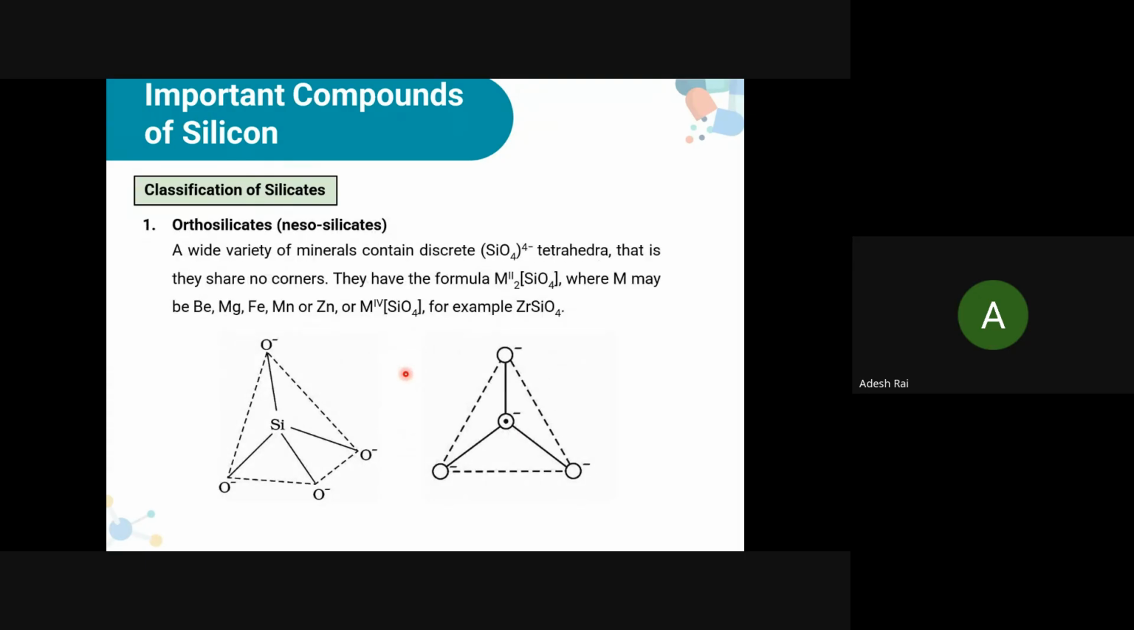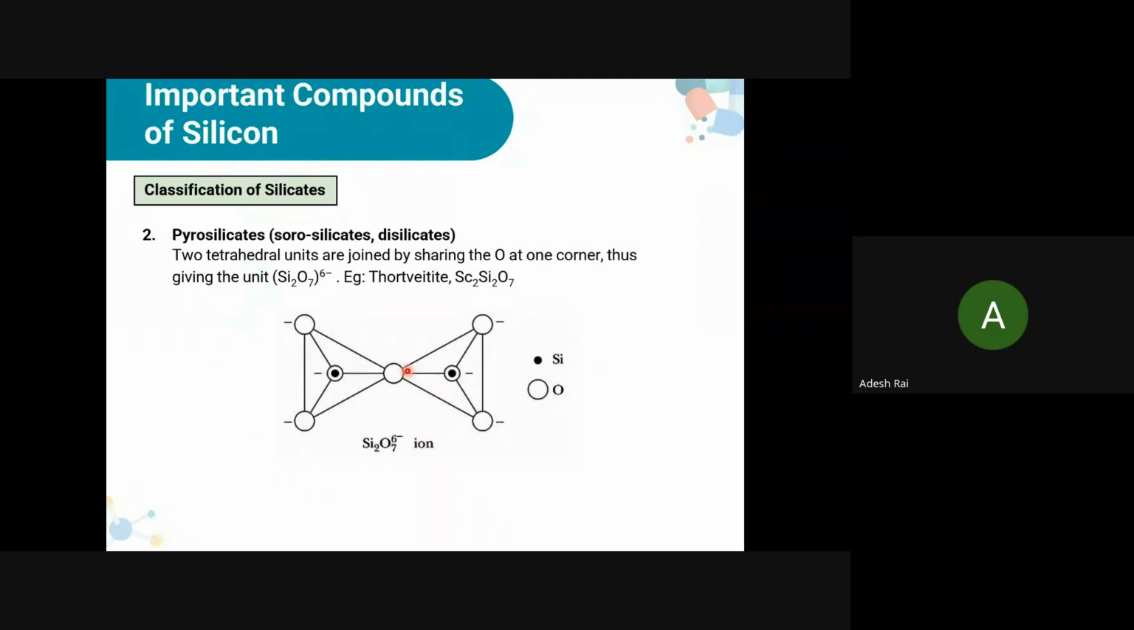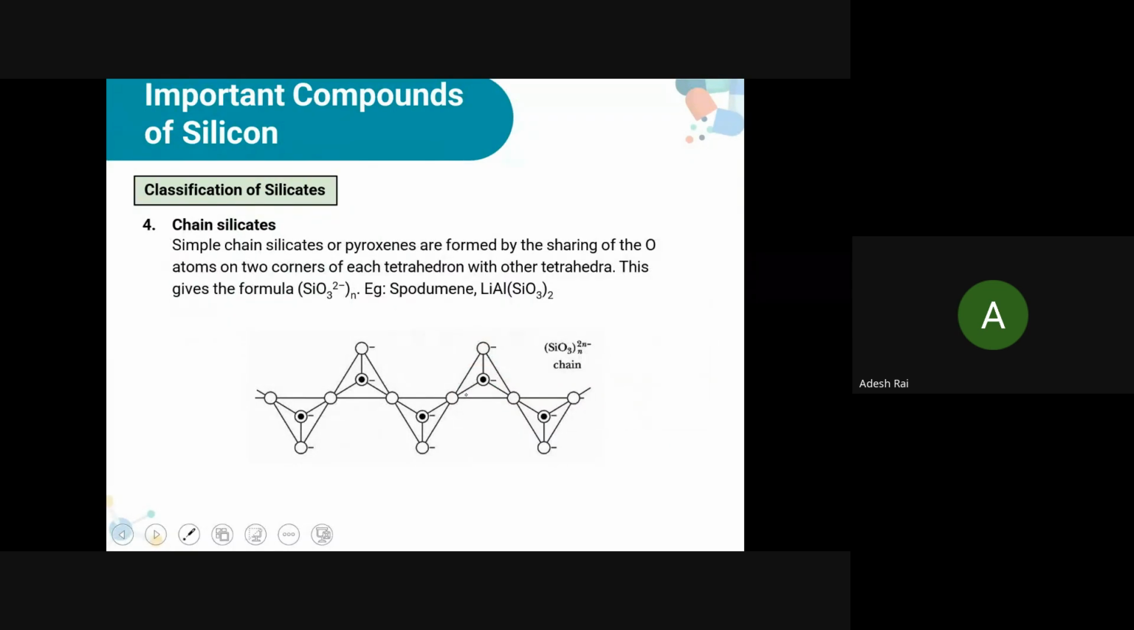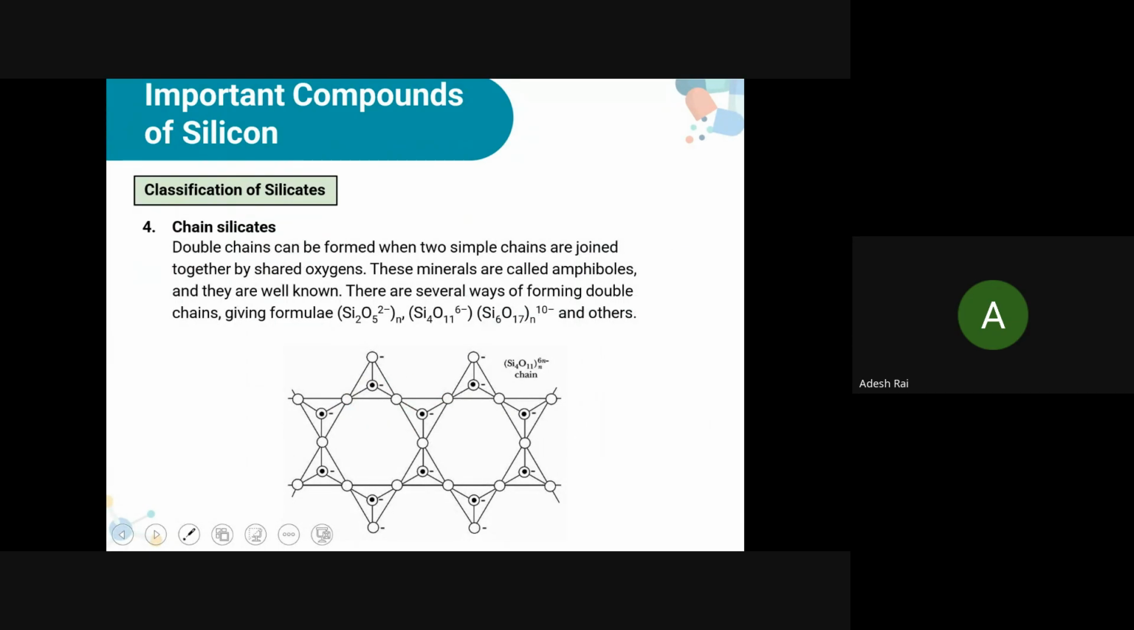So ortho is sharing zero corners, pyro is sharing one corner, cyclic is sharing two corners, but it eventually leads to formation of a cyclic structure. Chain is also sharing two corners, but it's an open structure. And when two chains are joined to each other, in that case also we are seeing double chains form. But again, how many corners are shared? There are only two corners which are shared.